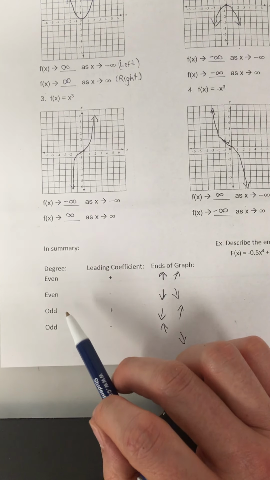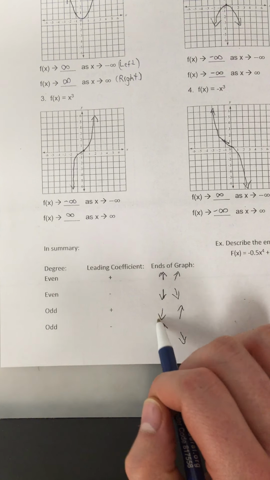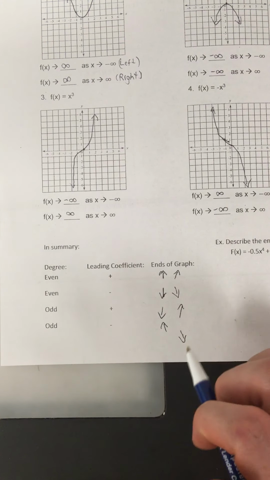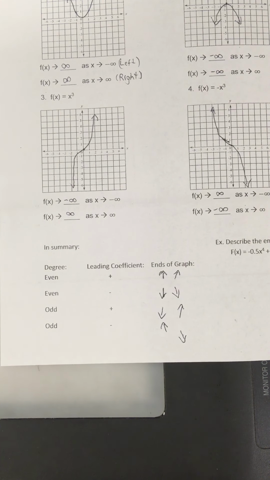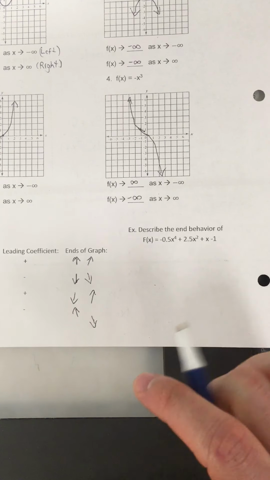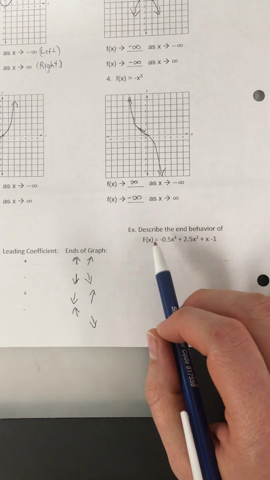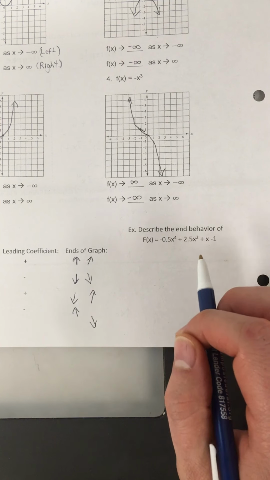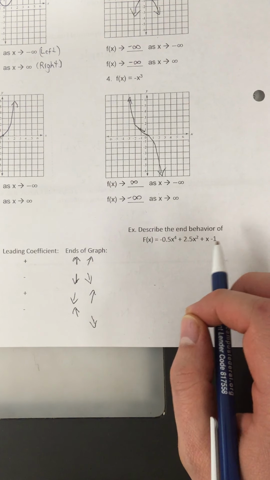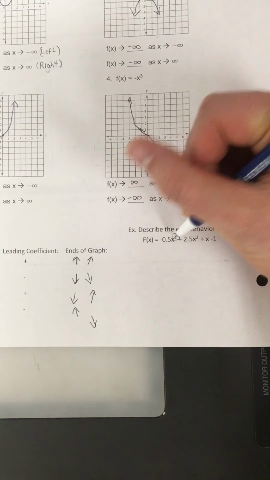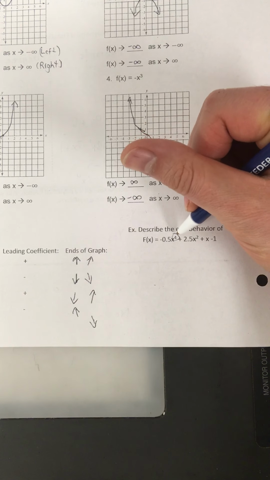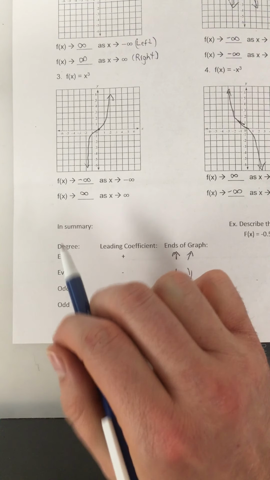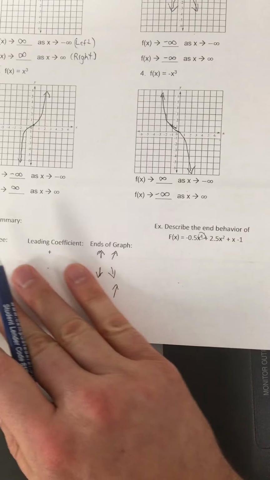Odd exponent, think of it as like the slope. Positive slope going to start at the bottom, end at the top. And negative slope, negative leading coefficient, going to start at the top, end at the bottom. And so, if you look at this last example right here, if I want to describe the end behavior of this, I don't need to graph this in my calculator. I just need two things. I need the degree. What's the biggest exponent here? It's 4. Now, is 4 an even or an odd number? It's even.